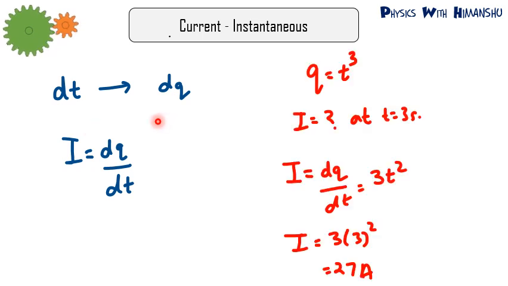Suppose this example. Suppose the charge that is flowing depends on time as q equal to t cube and I want to find out the value of current at time equal to 3 seconds. So I will be equal to dq by dt, and differentiating q with respect to t will give 3t square, and putting the value of t to be 3 seconds, the answer will be 27 ampere. So this is how you have to find out the value of instantaneous current. Suppose somebody asks you what will be the value of current at time equal to 5 seconds, you have to calculate instantaneous current.